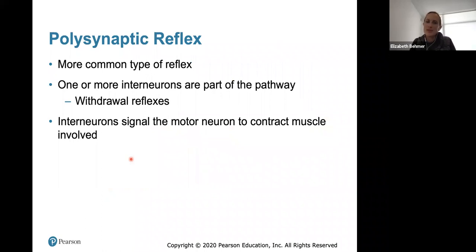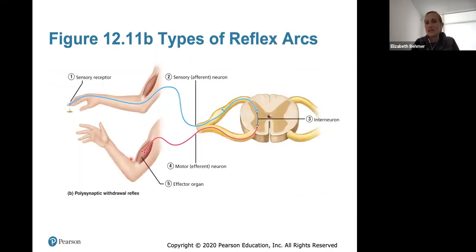The polysynaptic reflex is the more common type of reflex, where one or more interneurons are part of the pathway. This is a withdrawal reflex, and interneurons will signal the motor neuron to contract the muscle involved. So an example of this is if you touch a painful tack, the motor response will tell your effector organ to lift up your arm.